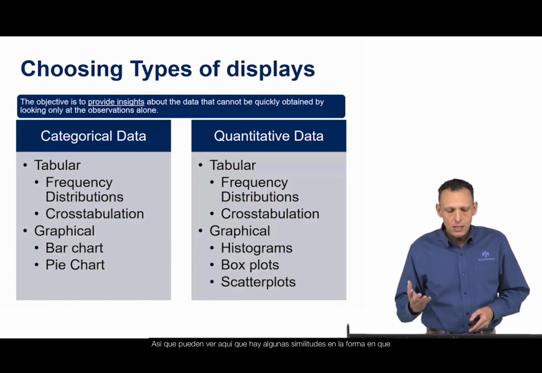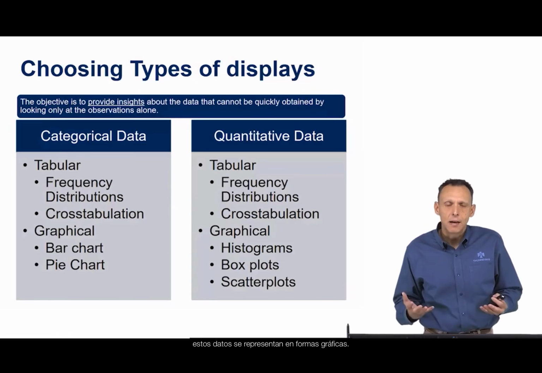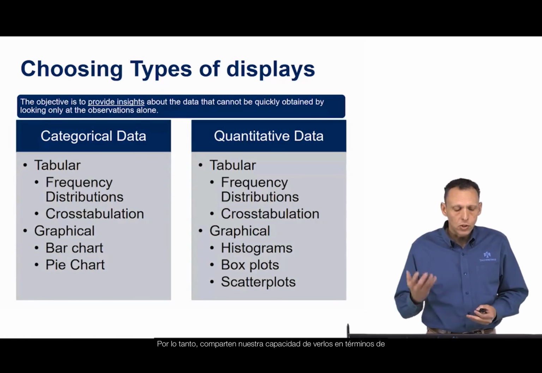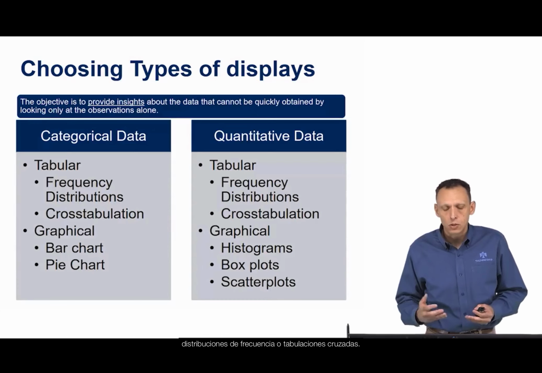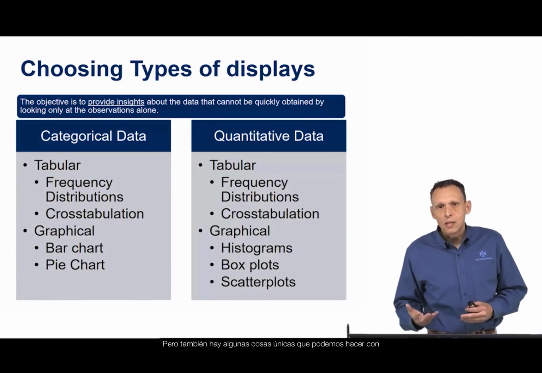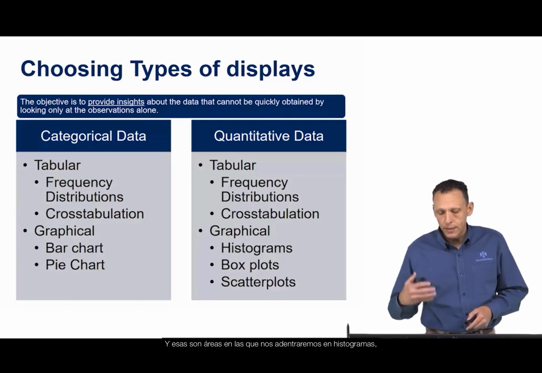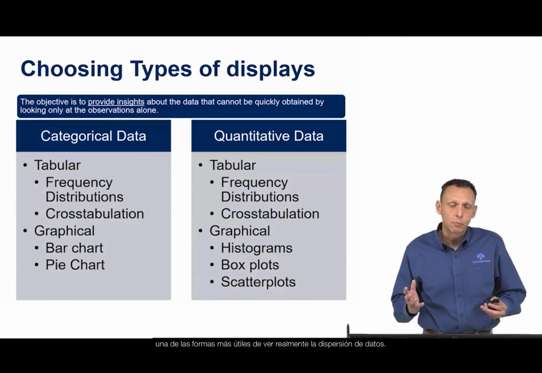So you can see here there are some similarities in the ways that these data are represented in graphical ways. So they share our ability to look at them in terms of frequency distributions or cross tabulations. But there's also some unique things that we get to do with quantitative data that look at the dispersion and the range of values. And those are areas that we'll be getting into around histograms, box plots, and especially scatter plots, one of the more useful ways of actually looking at the dispersion of data.